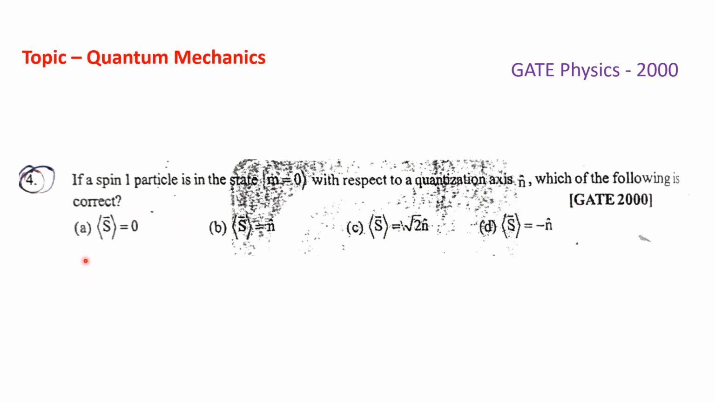Option A is the expectation value of the spin vector, that is S vector, equals 0. Option B, expectation value of the S vector is n cap. Option C, expectation value of the S vector is root 2 n cap, and the last option, option D, expectation value of the S vector is minus n cap. So we have to find the correct answer for this question.